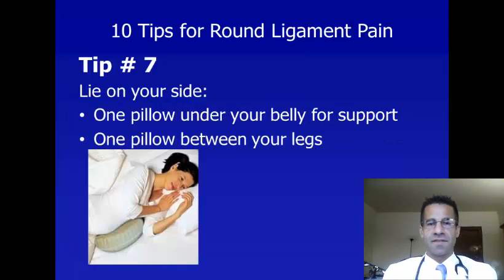Tip number 7, as you can see in this picture, another way to relieve the pain of round ligament pain is to lie on the side that's not affected by the pain. Usually round ligament pain occurs on your right side, so lie on your left side. However, round ligament pain could be on your left side, it could be on both sides. But you should lie on the side that hurts less. And you put one pillow under your belly for support and one pillow between your legs. This is a very comfortable position to be in if you're experiencing round ligament pain.